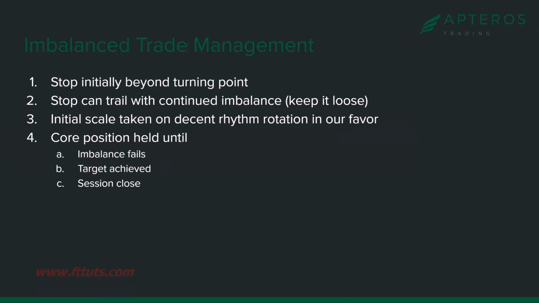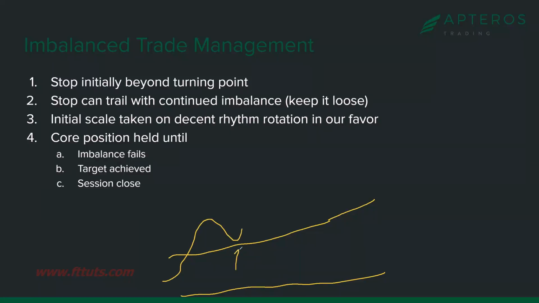So we'll start with imbalanced. The stop is initially beyond the turning point. So let's say this is our DVA. And here's the trade. Just put the stop somewhere below the turn, right? No big deal. The stop can trail. Just know that, right? As this trade works, this stop can continue to move up.